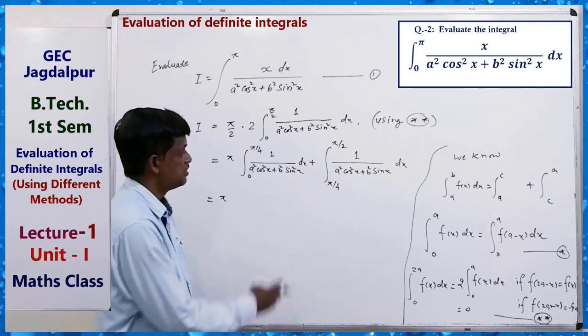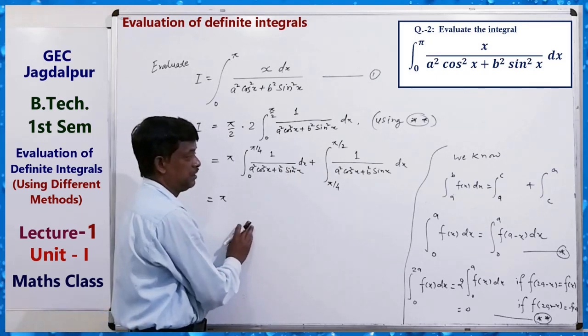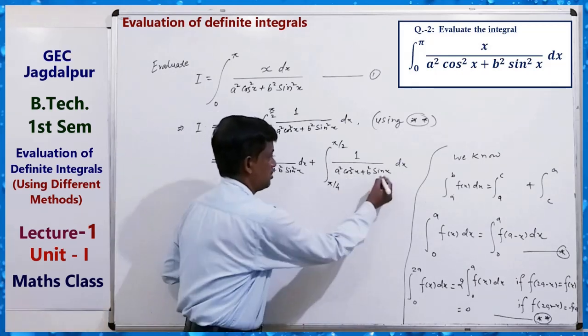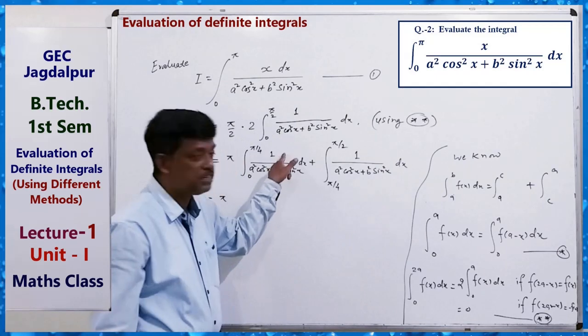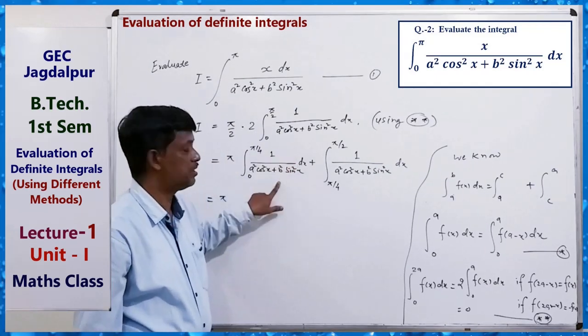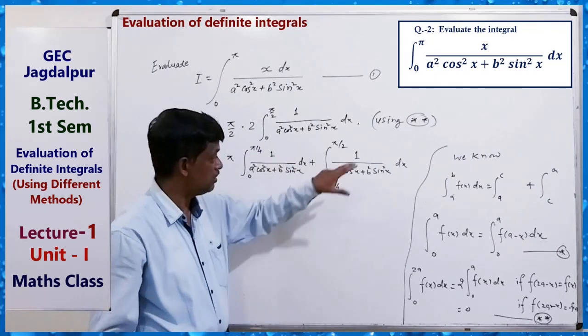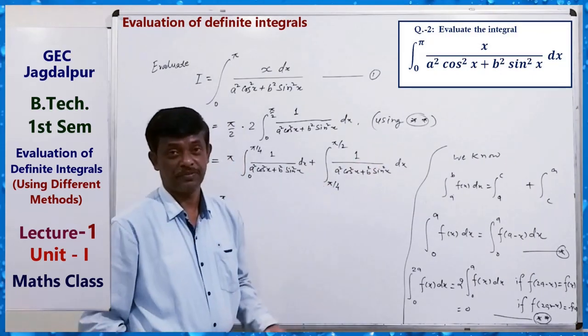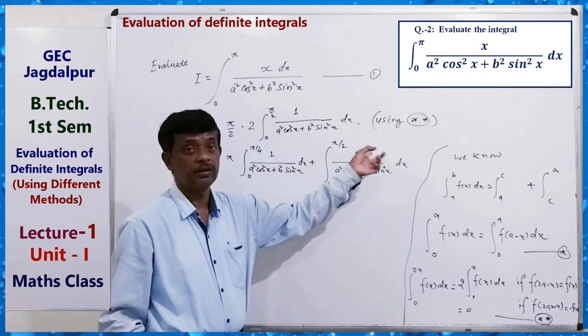Okay, so here cot, how can you get cot? Just divide by sin square x. In this integral, divide numerator and denominator by cos square. In this integral, divide numerator and denominator by sin square. Here you will get cots.